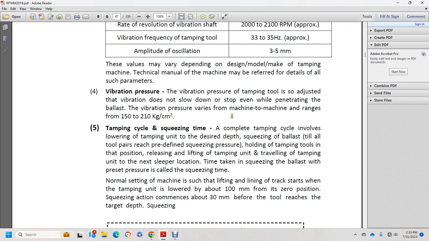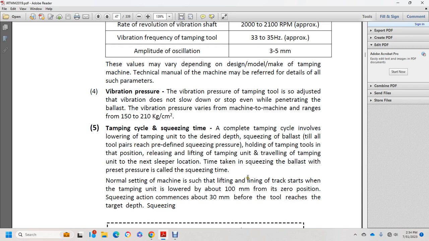Tamping cycle and squeezing time. The complete tamping cycle involves the lowering of the tamping unit to the desired depth, the squeezing of the tools until all of the tool's parts reach the predefined squeezing pressure, holding the tamping tools in position, releasing, lifting the tamping unit, and driving, traveling until the next sleeper location. The time taken for the pre-selected pressure is called the squeezing time.